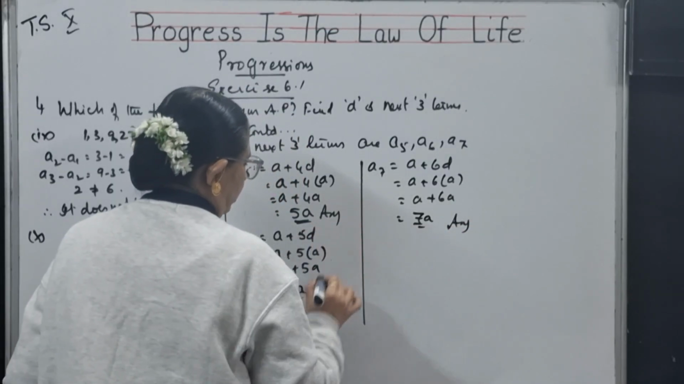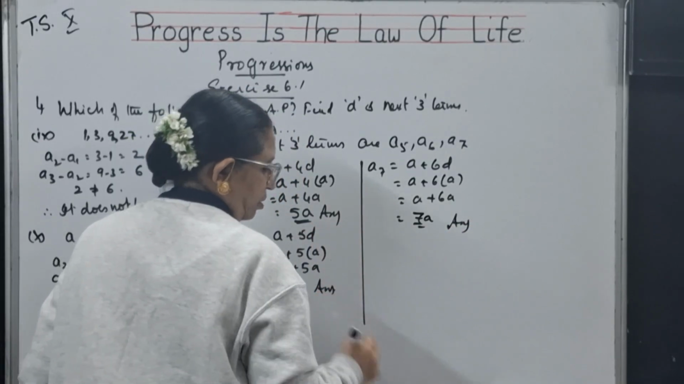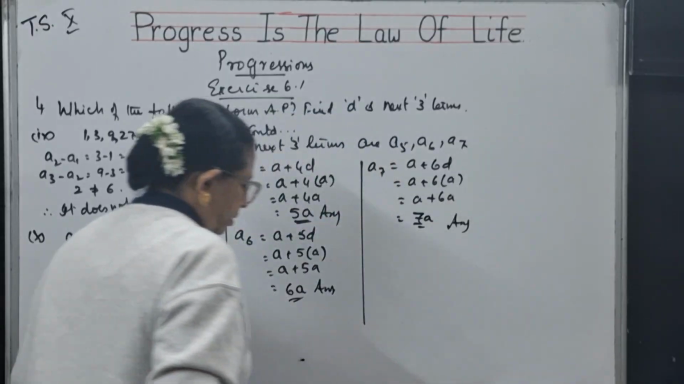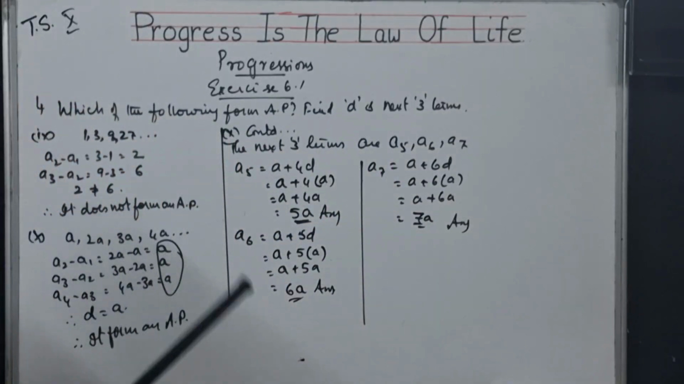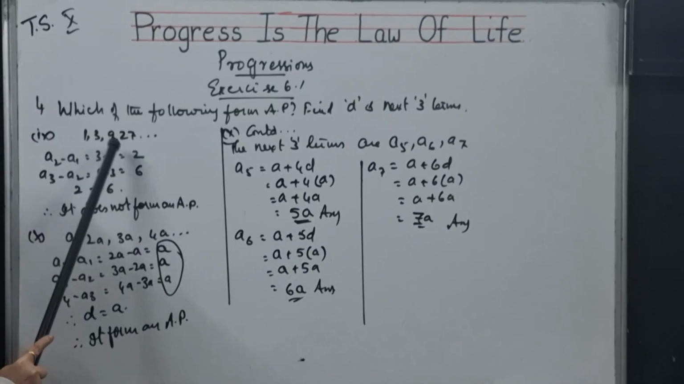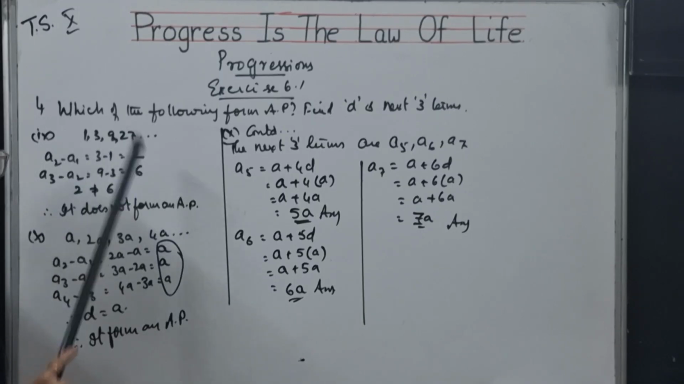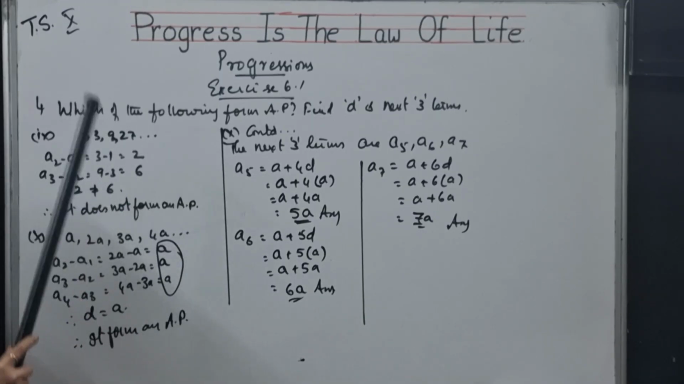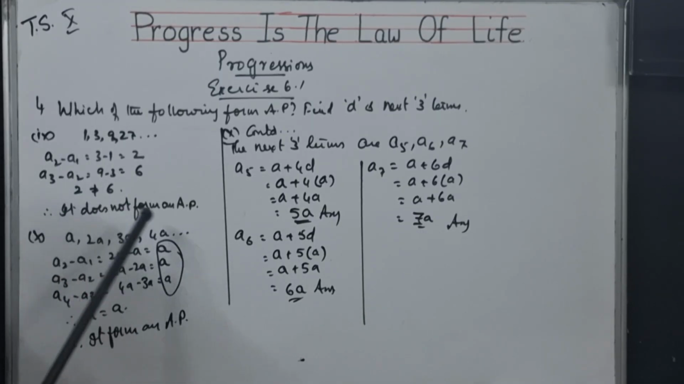The next three values are this, children. Please note it down. See, ninth problem, 1, 3, 9, 27, and so on they have given. So a2 minus a1, 3 minus 1 is 2, a3 minus a2, 9 minus 3 is 6. So these two are not equal. Since these two are not equal, it does not form an AP.